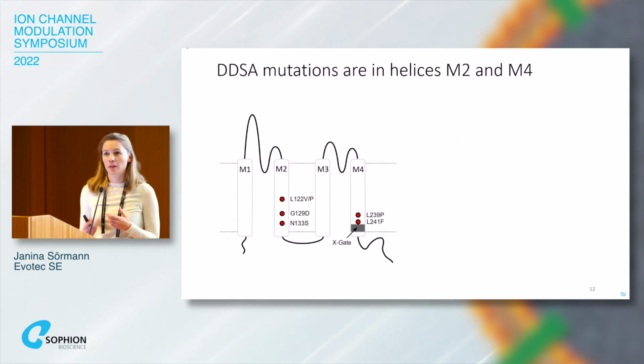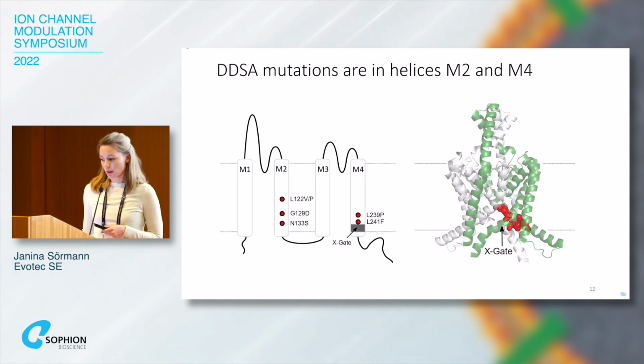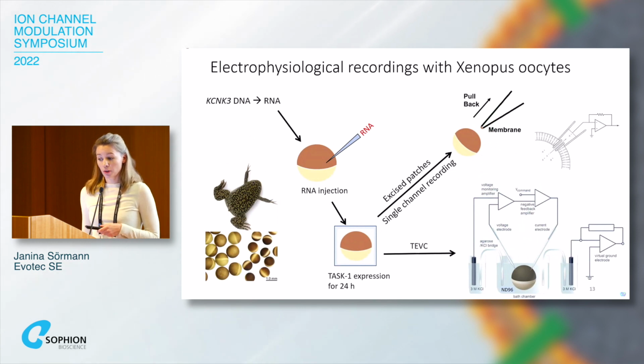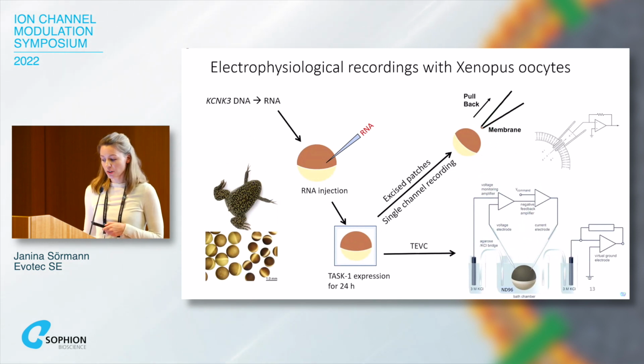And when we look at the DDS mutations, we find that they're all located in the M2 or the M4 helix. Interestingly, when we look at them in the crystal structure, we found that they all cluster around the X-gate. We did electrophysiological recordings to study these mutations: two-electrode voltage clamp, excised patches, and single-channel recordings.